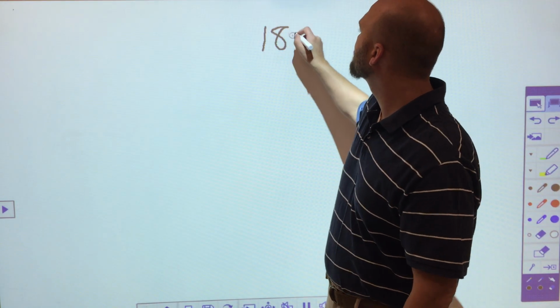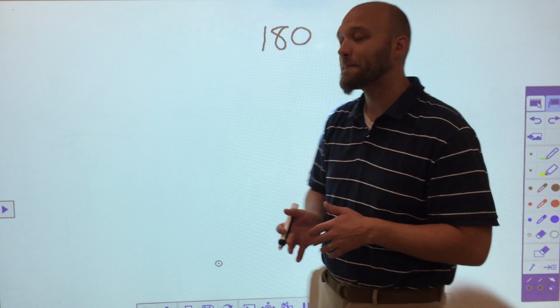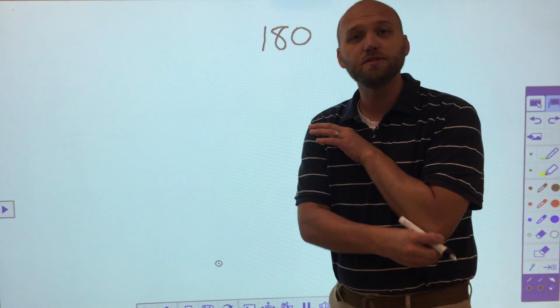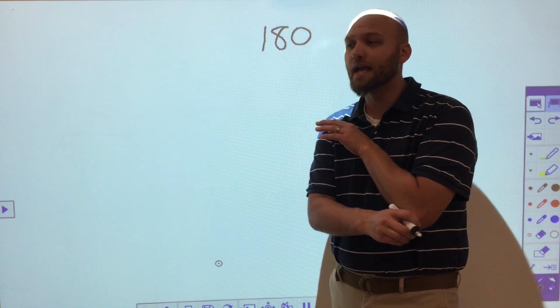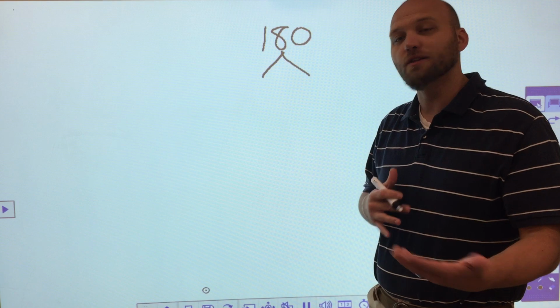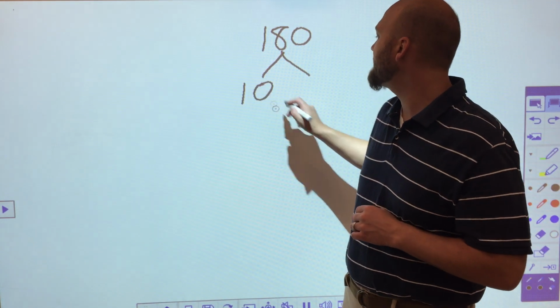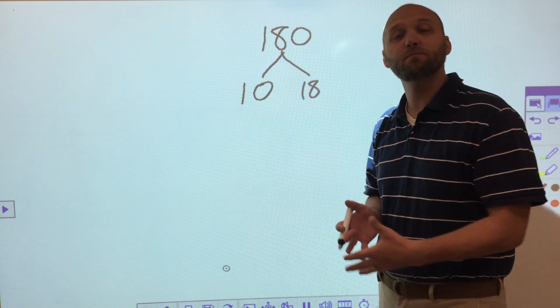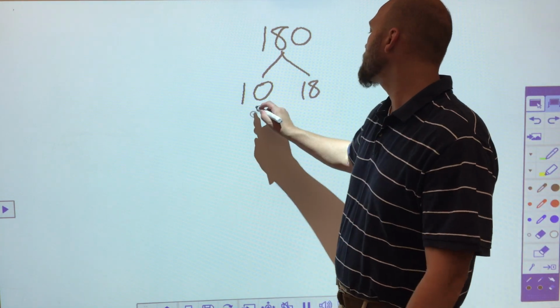So again, prime factorization of 180. Take two numbers that it breaks down into, and it really doesn't matter which two numbers you're choosing or which factors of 180. I separate them out, and I know because I looked at the other sheet, we're going to break this down into 10 and 18. Well, neither of those are prime numbers. They can both still be broken down into smaller factors. So we're going to do that.